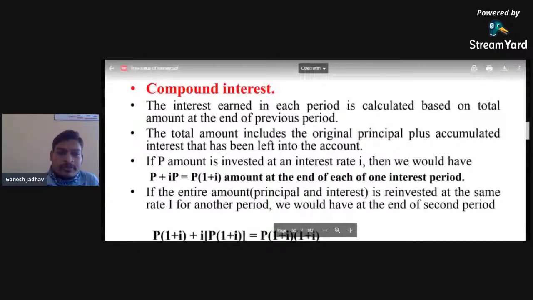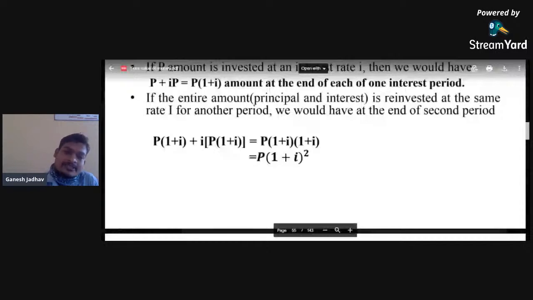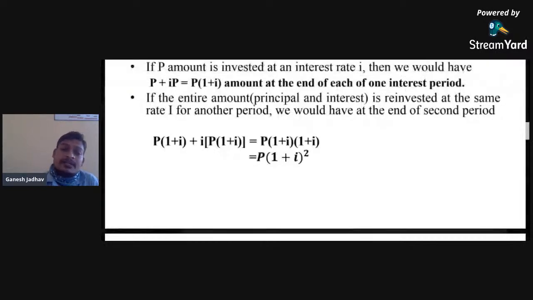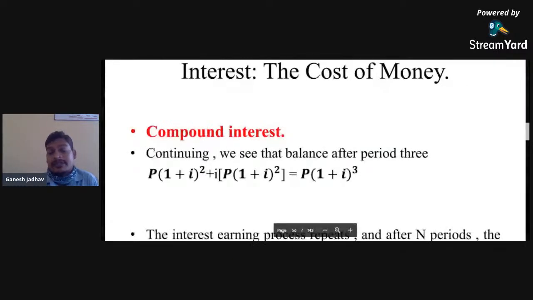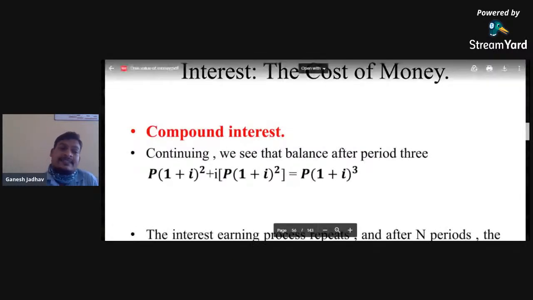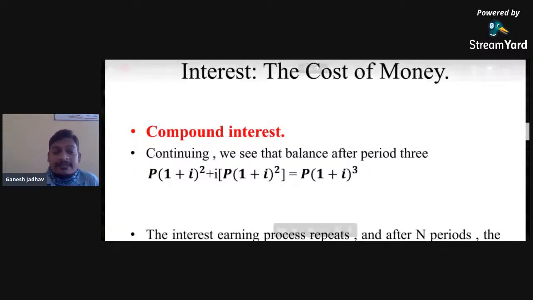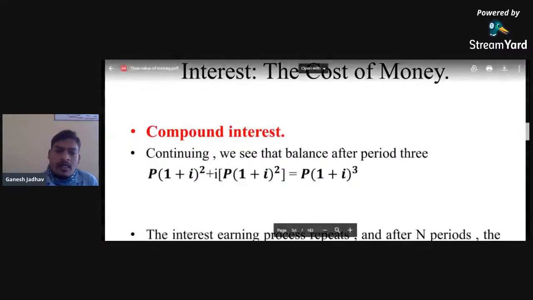So P(1 plus I) is the balance after the first period, and after the second it is P(1 plus I) squared. Okay, so this is the compound interest. You can calculate it continuing: the balance after the third period is P(1 plus I) cubed. So this is the changing of the interest.